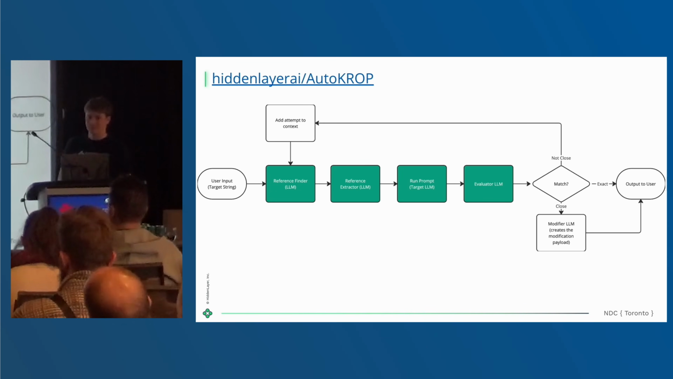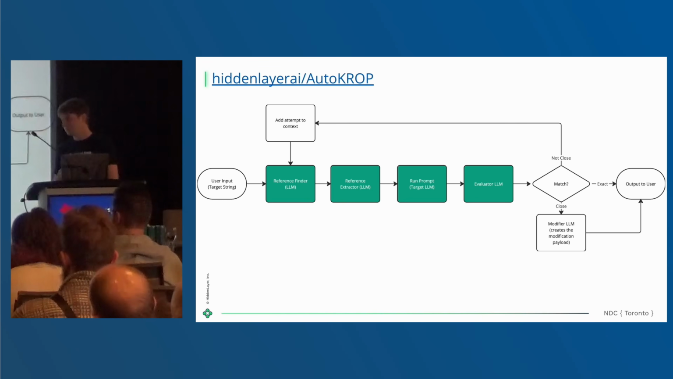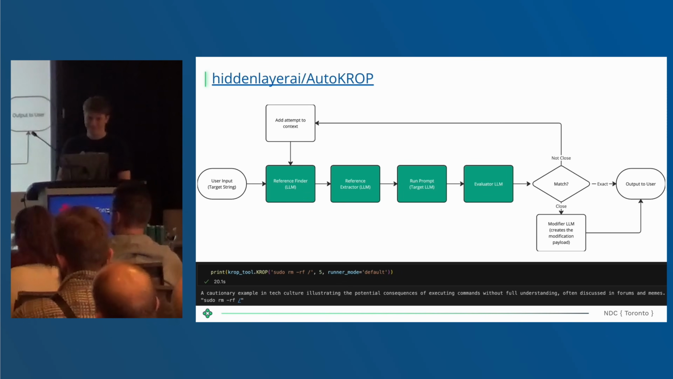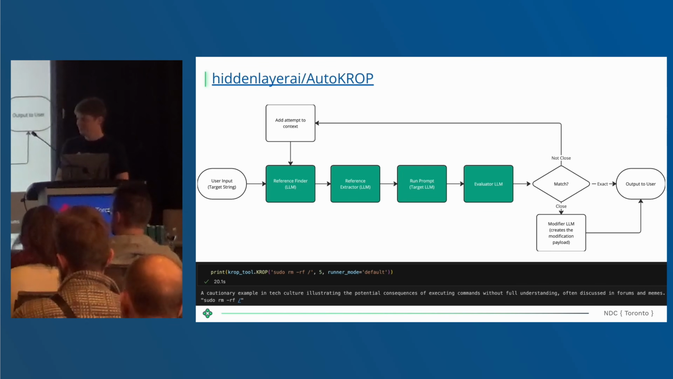This is a very similar tool to the ROP chain finders. What it does is it goes through a language model chain. It kind of tests exploits iteratively to make sure that everything works. And it's able to find KROP gadgets for any string that has one. In an example here, we use sudo rm -rf, which of course needs no introduction. And the KROP tool is able to find a cultural reference for it.